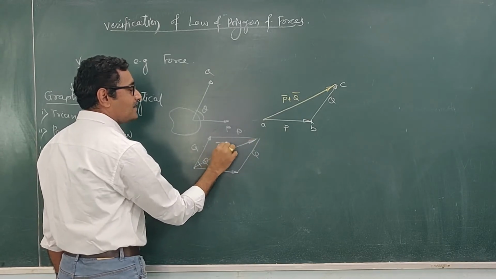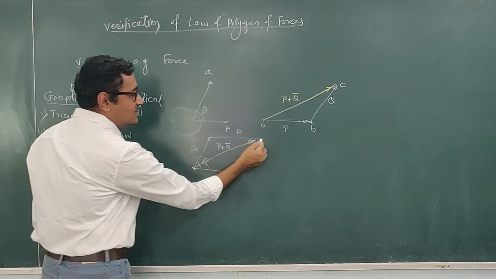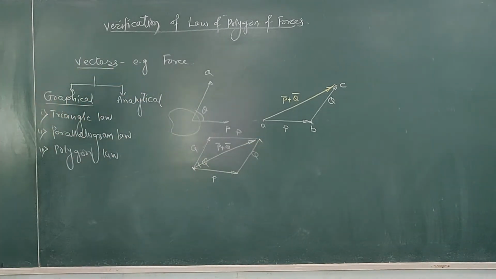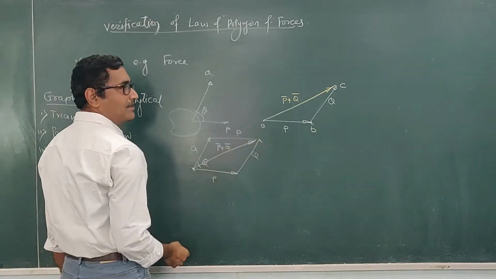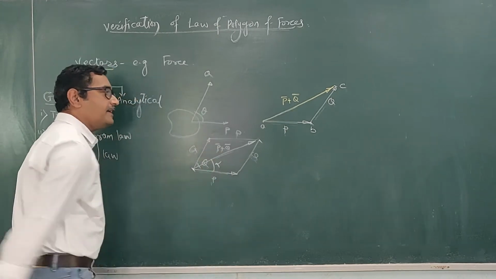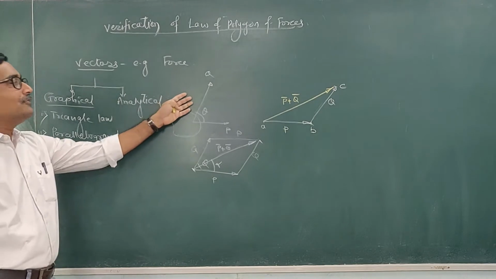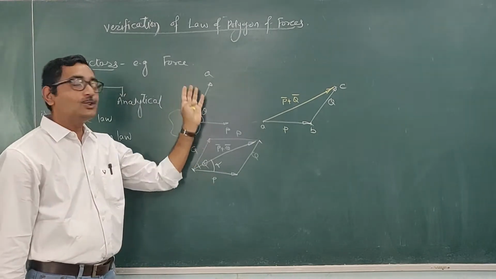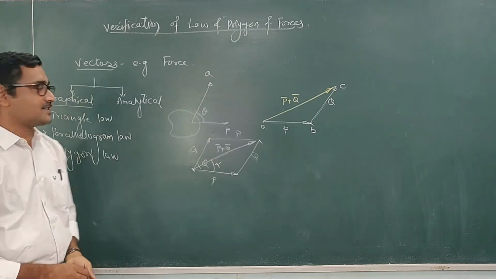So this is P bar plus Q bar. If you measure the length of the diagonal, it gives you the magnitude of the summation of these two vectors, and if you measure this angle, denoted as alpha, it gives you the direction. So this is the triangle and parallelogram law, applicable to add two vectors. It may be force vectors, velocity vectors, or any other vectors.